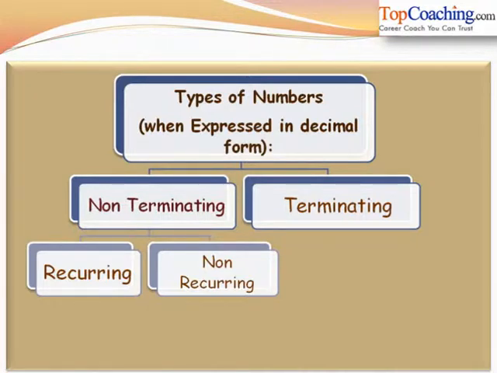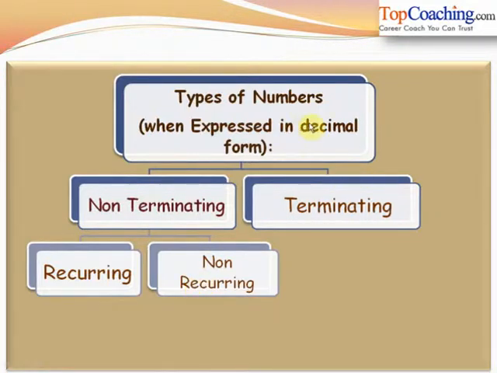So any number in the decimal representation could be a terminating one or a non-terminating one. Further, if any number is non-terminating, then either it could be recurring or it could be non-recurring. Recurring is something that happens in a periodic manner, or something that repeats itself after a fixed interval. And non-recurring means that there is no periodicity in that. So we do not get a fixed pattern in that.